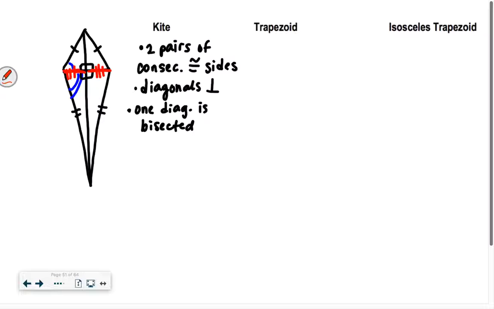All right, anything else you think with this one? One more thing with diagonals. The diagonals bisect what? Yeah, the top and the bottom, but we don't want to say top and bottom because I could have a kite on its side, right? So I'm going to say diagonals bisect one pair of opposite angles.